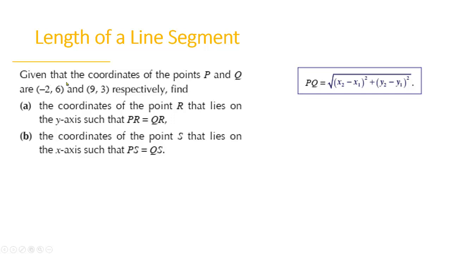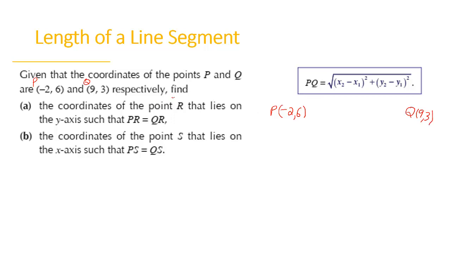This question says: given that the coordinates of the points P and Q are given here, find the coordinates of the point R. So two points P and Q are given here. This is P, and this is Q. Let me write P over here, minus 2 comma 6, and Q is over here, which is 9 comma 3.